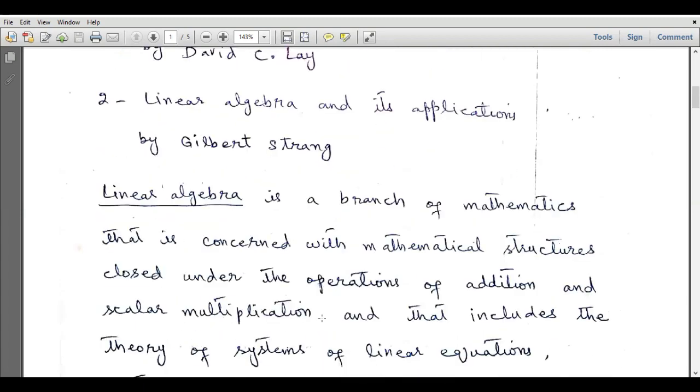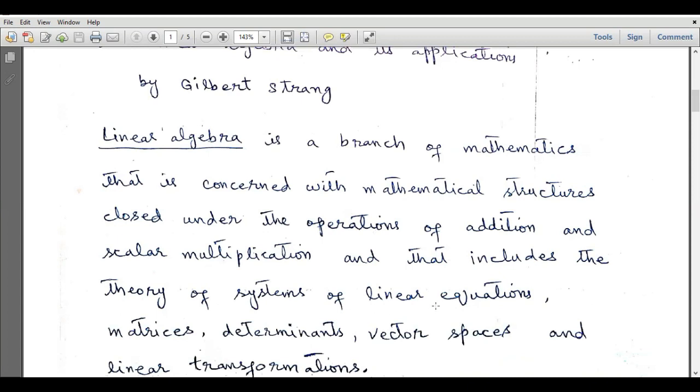So the definition of linear algebra is a branch of mathematics that is concerned with mathematical structures closed under the operations of addition and scalar multiplication, and that includes the theory of systems of linear equations, matrices, determinants, vector spaces, and linear transformations. So, all of these principles and rules and theorems of mathematics are actually part of linear algebra.